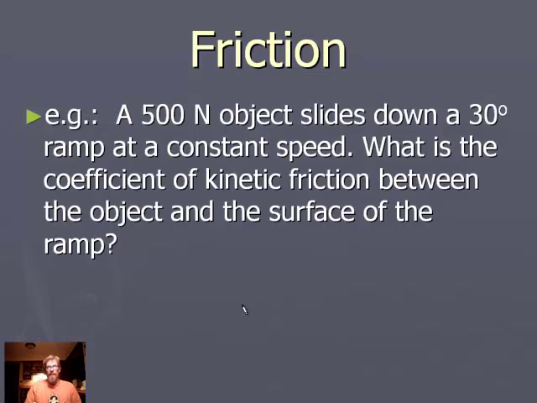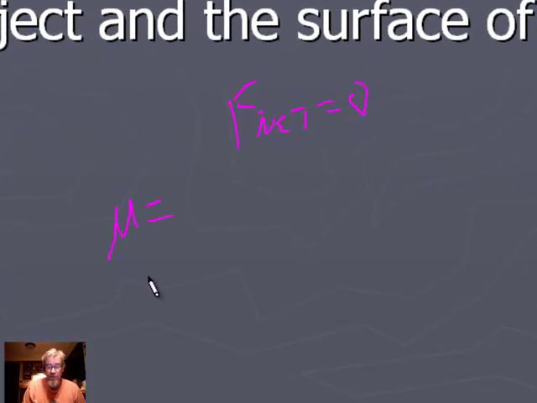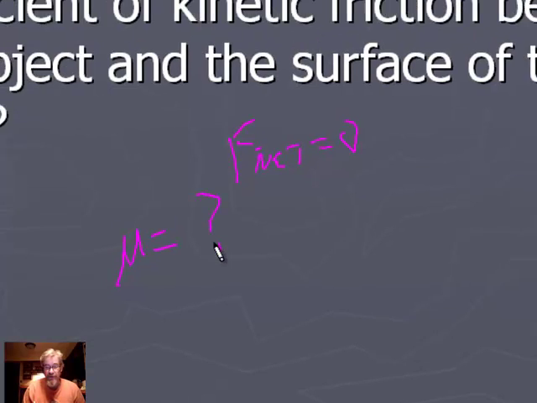Here's another problem. We have a 500 Newton object, but now this object isn't being pulled across a flat floor. It's actually sliding down a 30-degree ramp, but it's at constant speed. So here are some pieces of information we can identify here. We know that our net force is 0. We know that the normal force is going to be related to this weight, but it isn't going to be the weight. And again, our objective is to find out what the coefficient of friction is. That's what we're trying to find here.